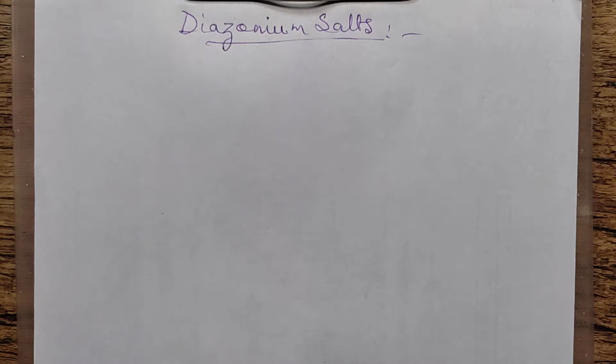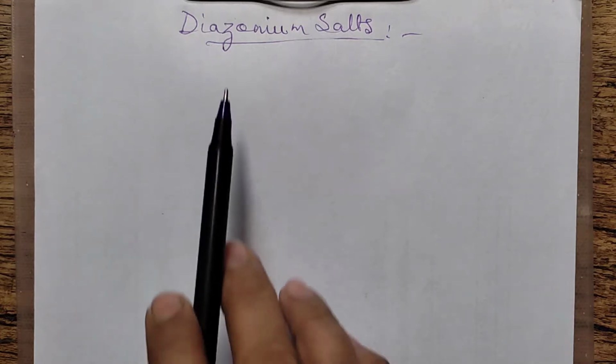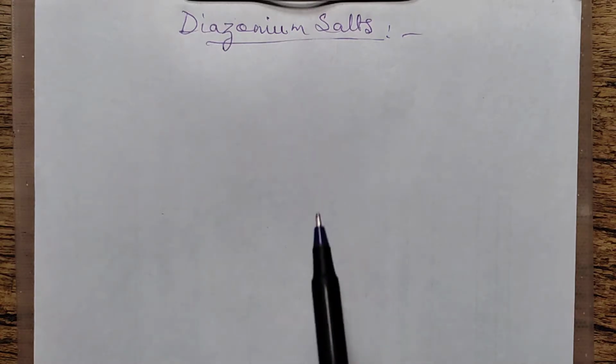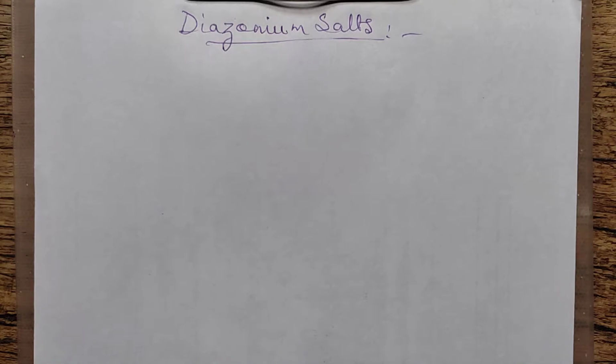That is diazonium salts. It is a very important topic because a lot of conversions in this chapter can be done by studying this diazonium. So we'll be covering this diazonium in two different sessions. In today's session we'll be discussing the structural aspect, preparation and the resonance part. About the properties, we'll be discussing in the next video. So please watch till the end.